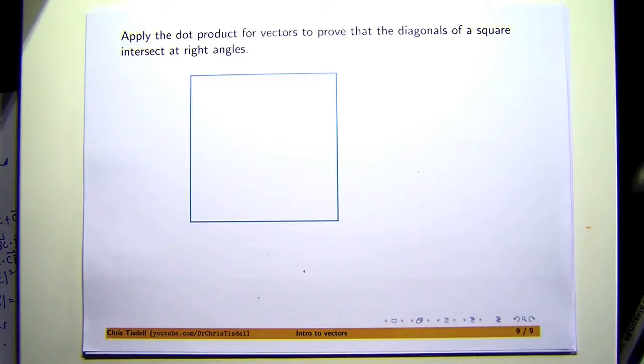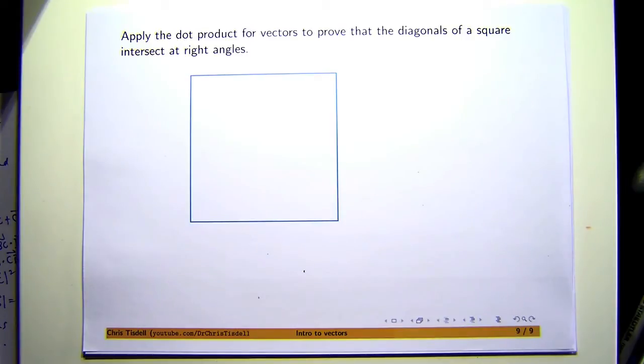So here we have a question involving vectors and a little bit of geometry. We're asked to apply the dot product for vectors to prove that the diagonals of a square intersect at right angles. So you kind of led a little bit on this one. We want to apply the dot product.